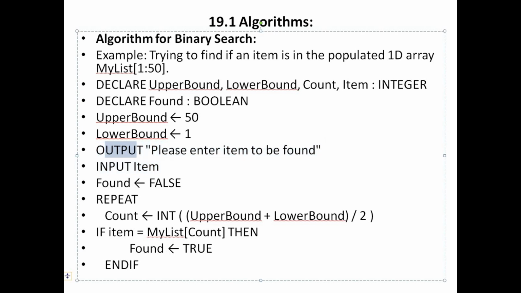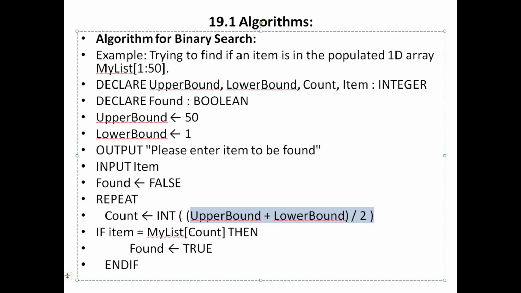Now first of all we are going to ask the user to enter the item number to be found. Then we input it, then found will be false, then we are going to repeat. Now remember, we have to calculate the half of our array. So how do we do that? Count will be equal to int of upper plus lower bound divided by 2. Now why are we applying the int function? In order to convert this into a whole number.